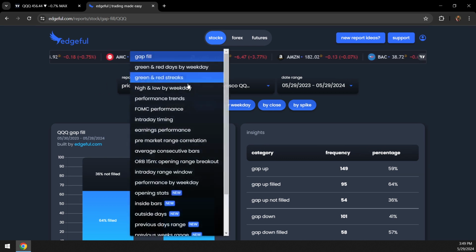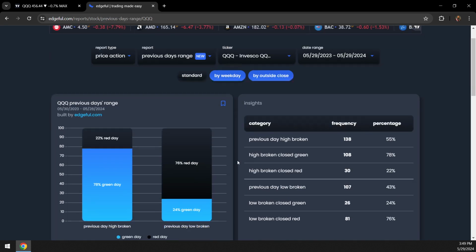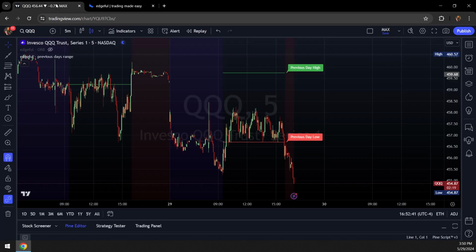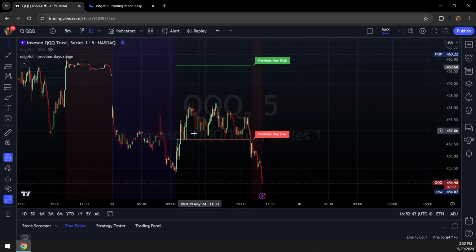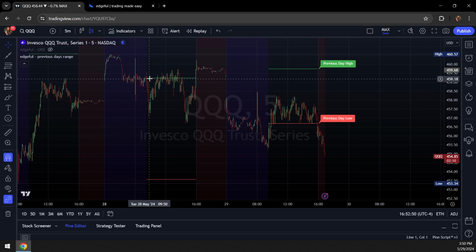All right, let's find, where's the previous day range report? There it is right there. So for example, on QQQ, previous day high broken, 78% of the time you're going to have a green day, right? Previous day low broken, 24% of the time you're going to have a green day. So for example, on this, we broke the previous day high here.